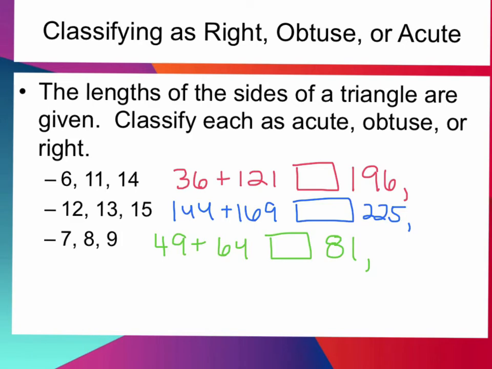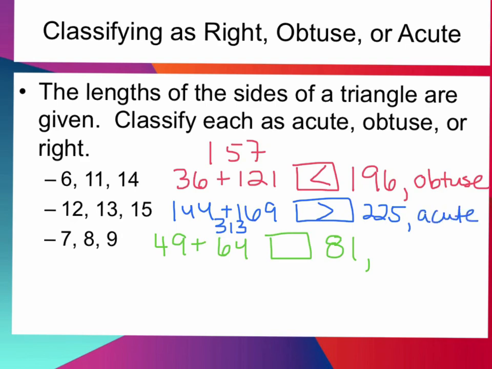Okay, let's go ahead and check our answers. So 36 plus 121 is actually 157. So the 196 is greater than the sum of the two sides, which means that the triangle must be obtuse, greater than 90 degrees. 144 plus 169 is equal to 313. And so the sum for this one is going to be greater than the actual hypotenuse length. Therefore, this is an acute triangle.